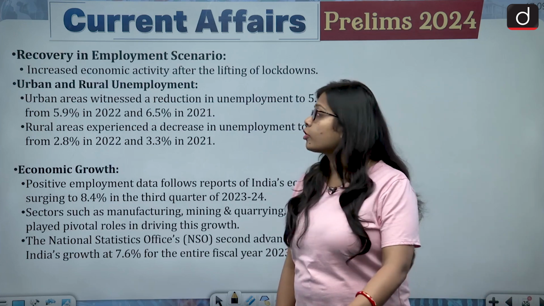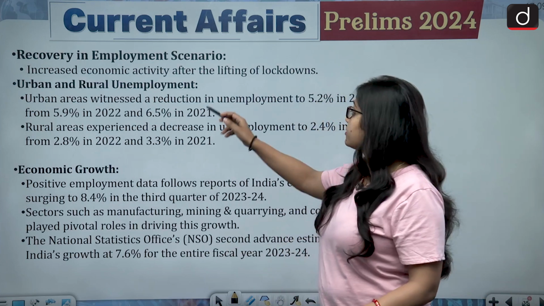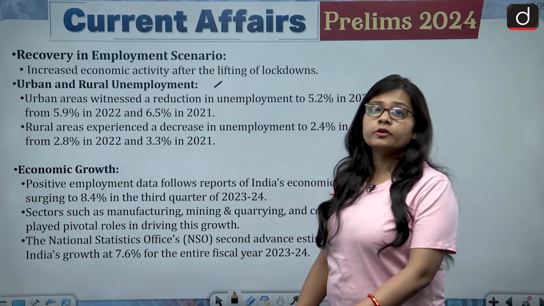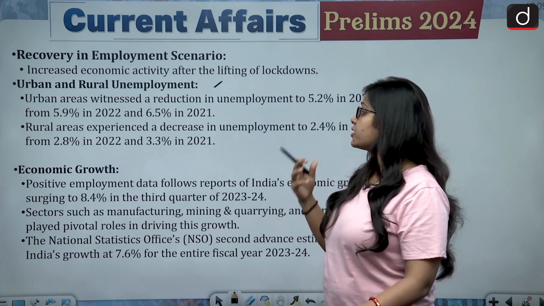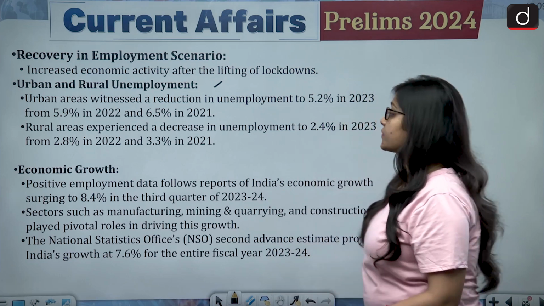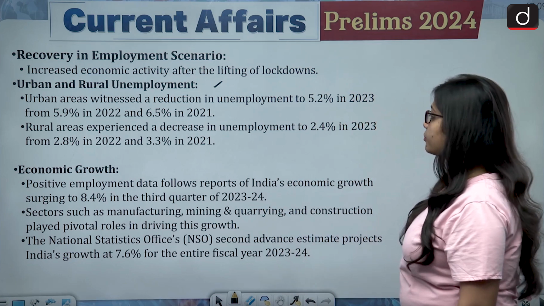Then recovery in employment scenario. Let's see this. After the COVID pandemic and the physical activity resuming again, this has increased the economic activity. Then urban and rural unemployment.